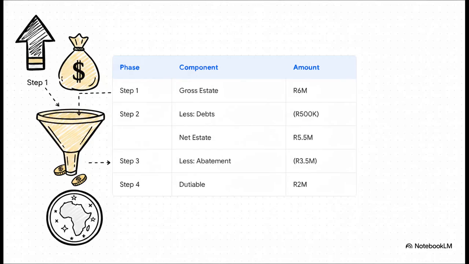Starting at the top. Step 1, we take the 6 million rand gross estate. Step 2, we subtract the 500,000 rand in allowable Section 4 deductions. That leaves us with a net estate of 5.5 million rand. Then, step 3, we deduct the Section 4A primary abatement. We subtract that standard 3.5 million tax-free buffer. Do the math, and the amount remaining in the funnel, our dutiable estate, is exactly 2 million rand.